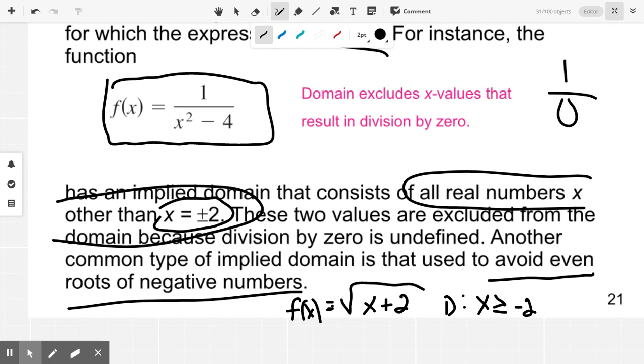So my domain here would be all x's that are greater than or equal to negative 2. All x's greater than negative 2 would make this okay. Anything less than negative 2 would cause a problem, okay?